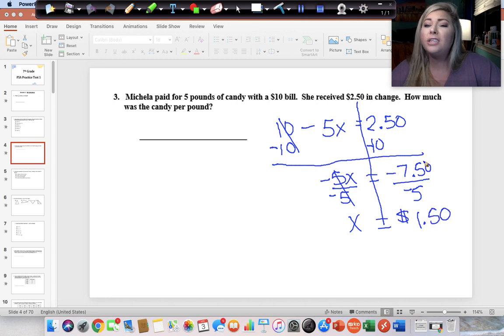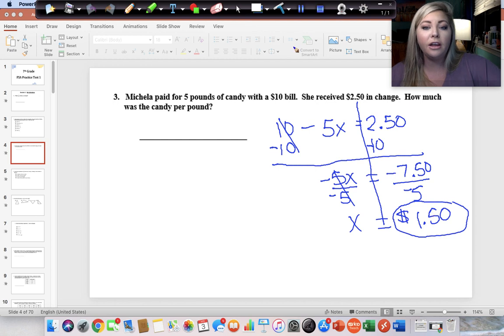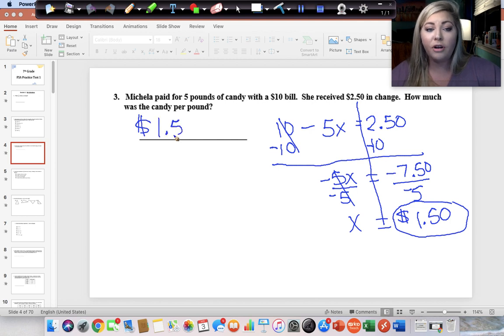$1.50. If you did not know that off the top of your head, you are more than welcome to put $7.50 in the house and divide it by 5. Remember, a negative divided by a negative is a positive, so our answer is going to be a positive answer here. Okay, you could also put that into a calculator if you were given a calculator on this question. Okay, so our answer here is each pound of candy was $1.50.